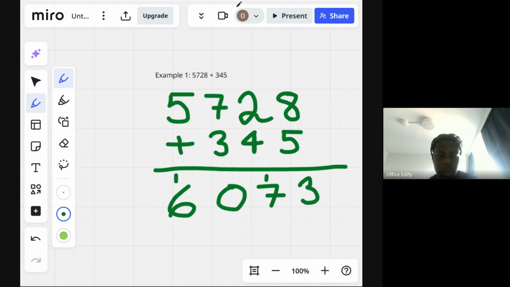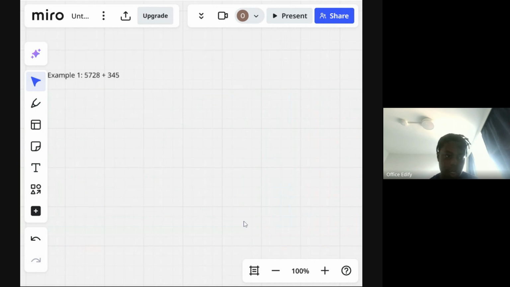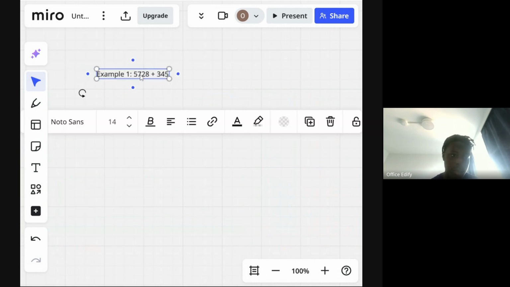Now I'm going to show a quick example of what happens if we had decimals instead. I'm going to call this example 2. Let's say we had 24.52 plus 19.7.